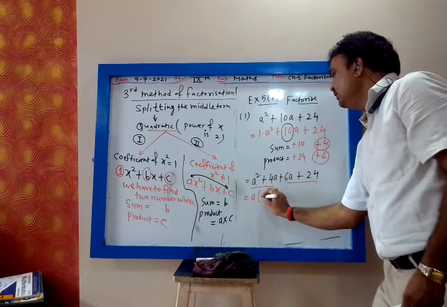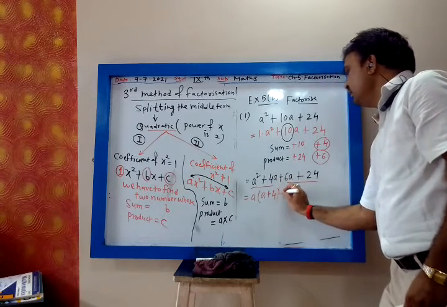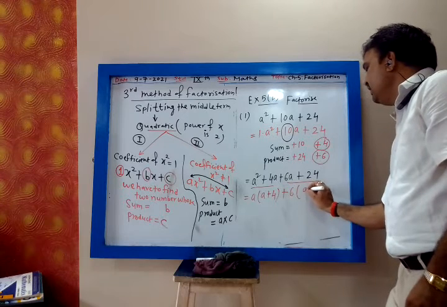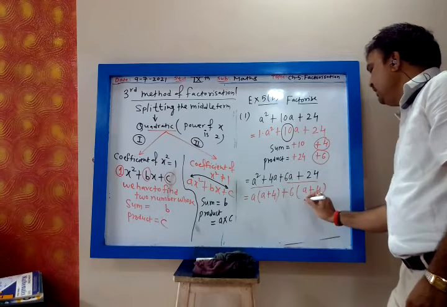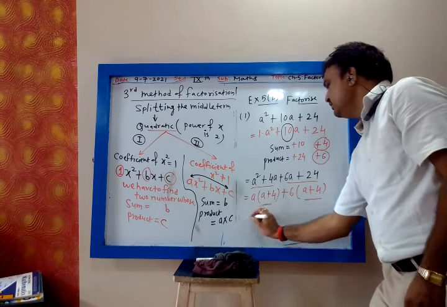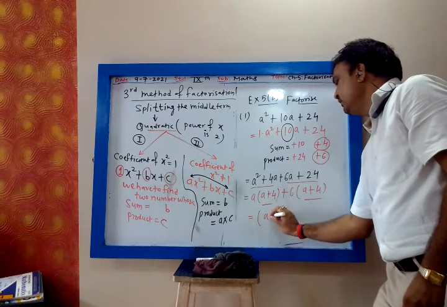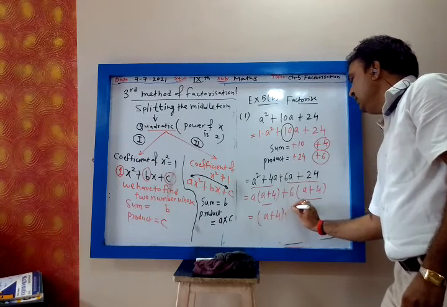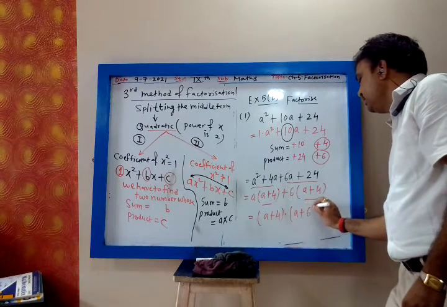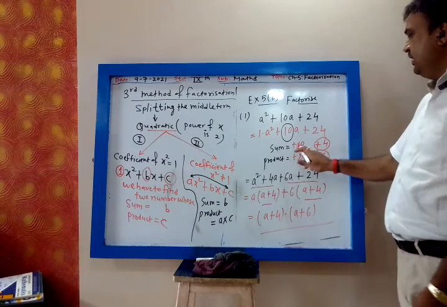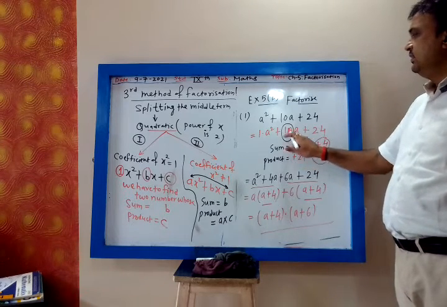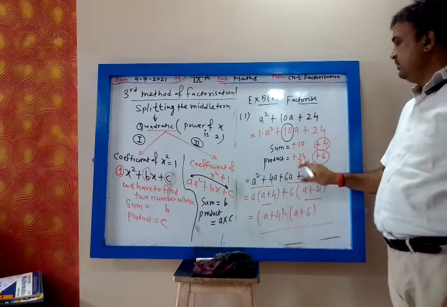So what is that? A into a plus 4. Then 6 is common. What is left? A plus 4. Now a plus 4 is common. So what is left? A plus 4 into a plus 6. Okay. So in this way we solve this. You have to take the sign also, my dear. Plus 10 and plus 24.